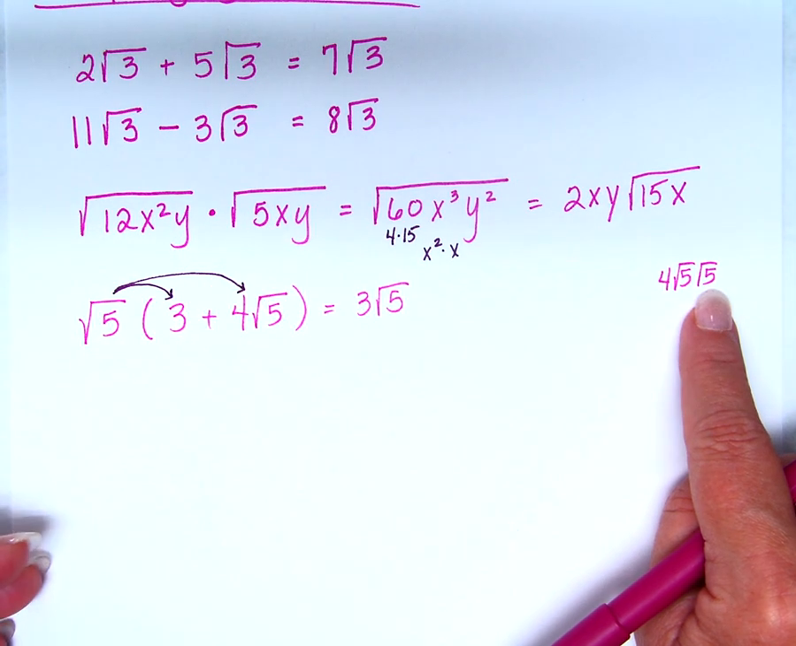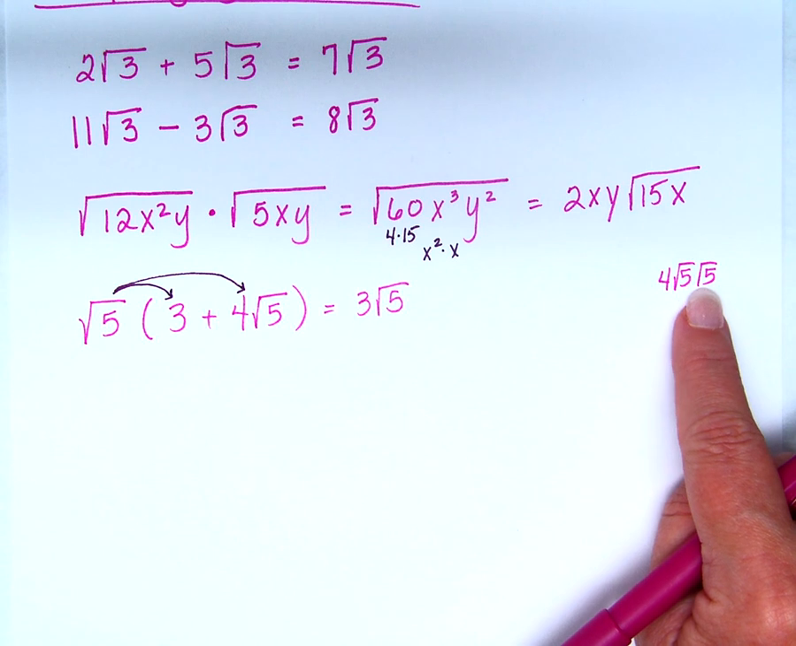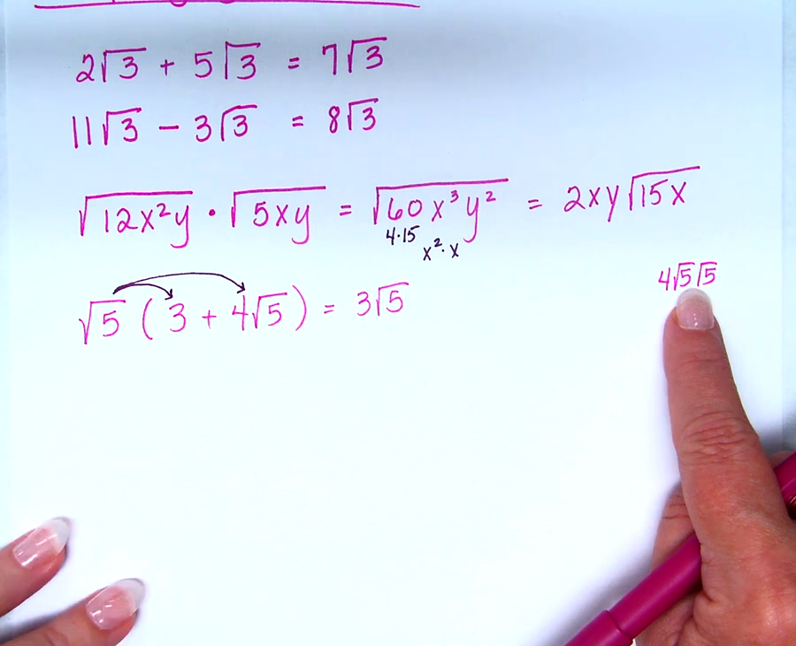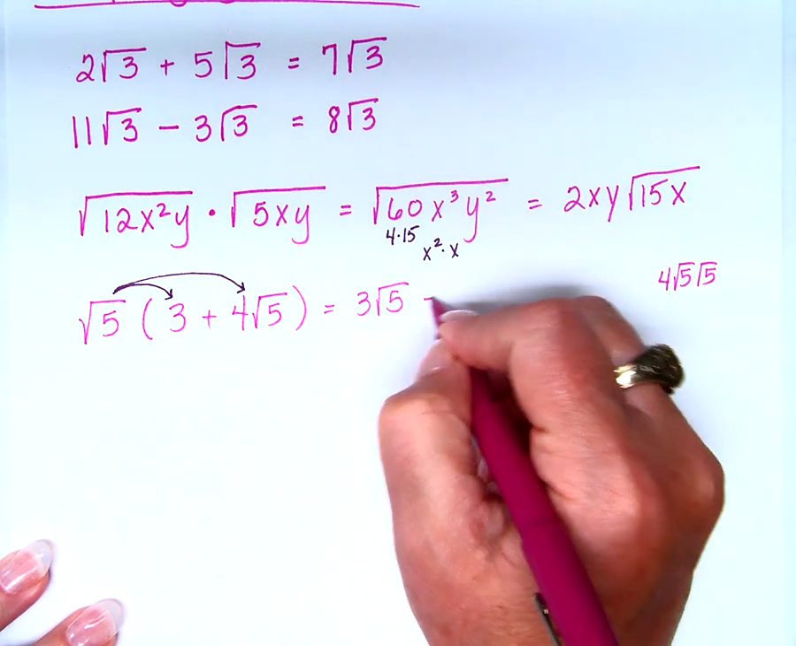Well, what is the square root of 25? 5. So if I multiply 2 square roots together that are the same, what am I going to get? Whatever's inside, right? Does that make sense? So what is 5 times 4? 20.